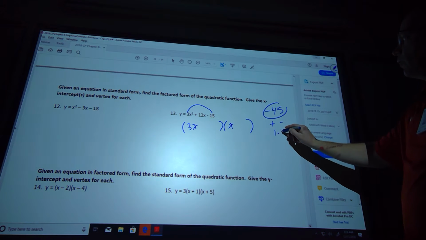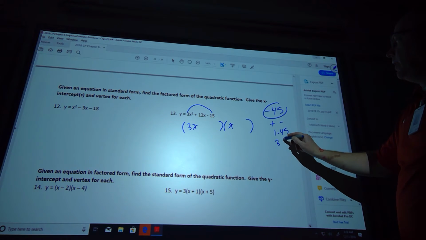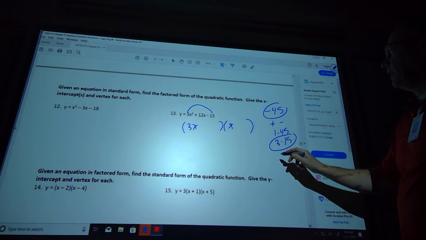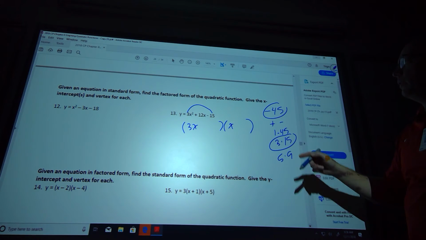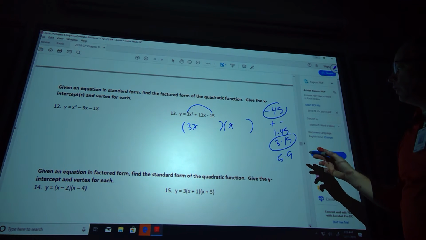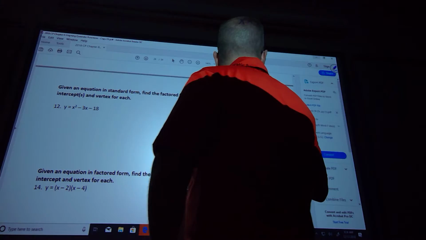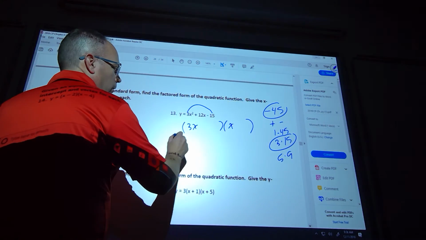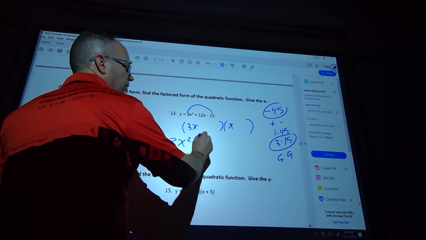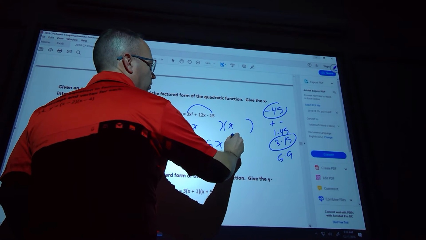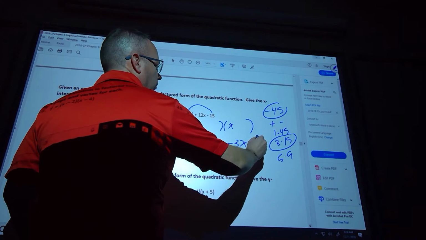And so the factors of 45 are 1 and 45, 3 and 15. That's totally going to work. Yes, you also have 5 and 9, but 3 and 15 are going to work. Which one of those would be positive? It would be a positive 15, so I'm going to go 3x squared plus 15x minus 3x minus 15.